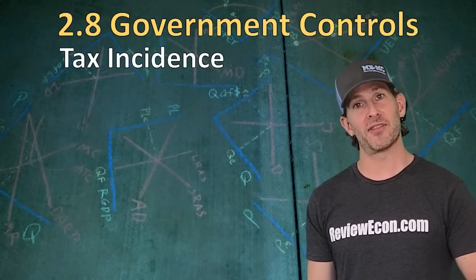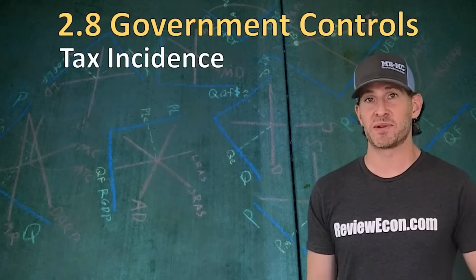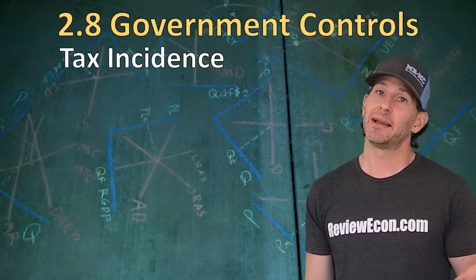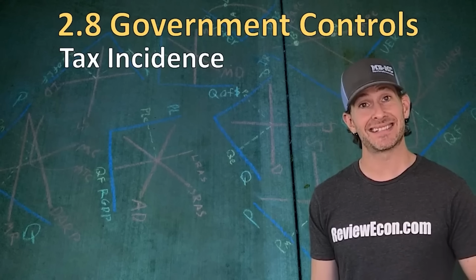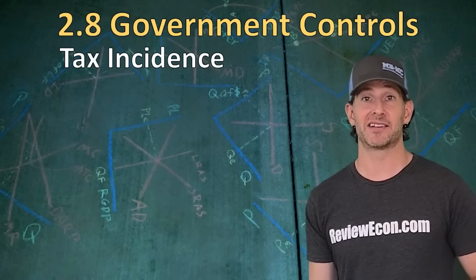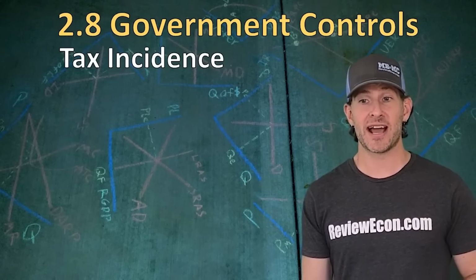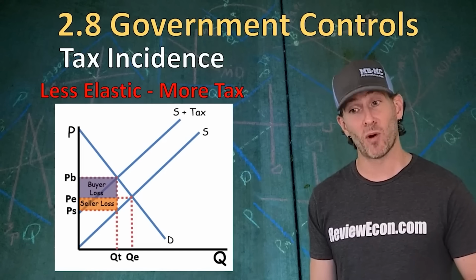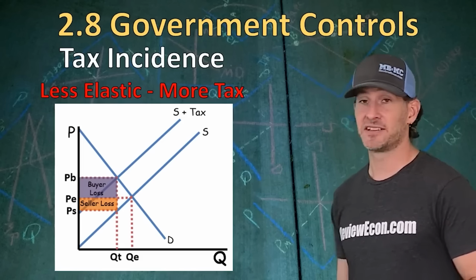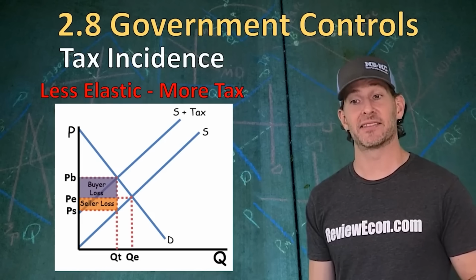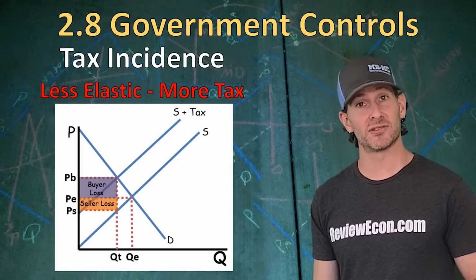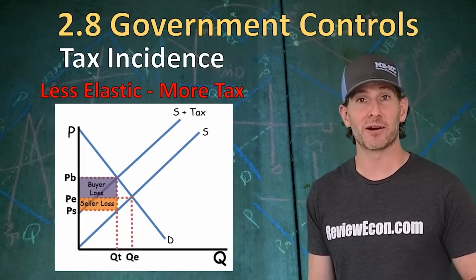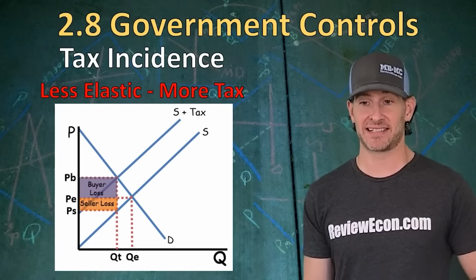There's a myth out there that all of the cost of a tax will be passed on to consumers. But it really depends on the elasticities of the supply and demand curves. The way you figure it out is the less elastic curve will pay more of the tax. Here we have the demand curve is less elastic than the supply curve. And as a result, the consumers have a bigger portion of the tax incidence.